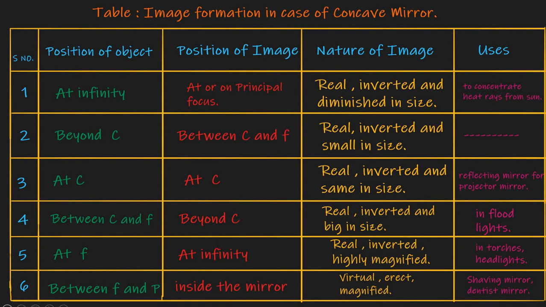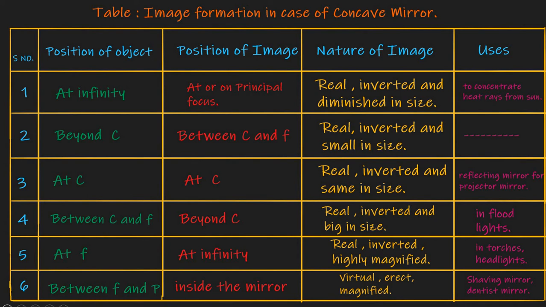The last case of image formation is when object is between principal focus and pole of mirror. If object is placed between F and P, image is formed inside the mirror. And this image is virtual, erect. Virtual image is image formed without actual intersection of the reflected or refracted light rays. Every virtual image is erect.